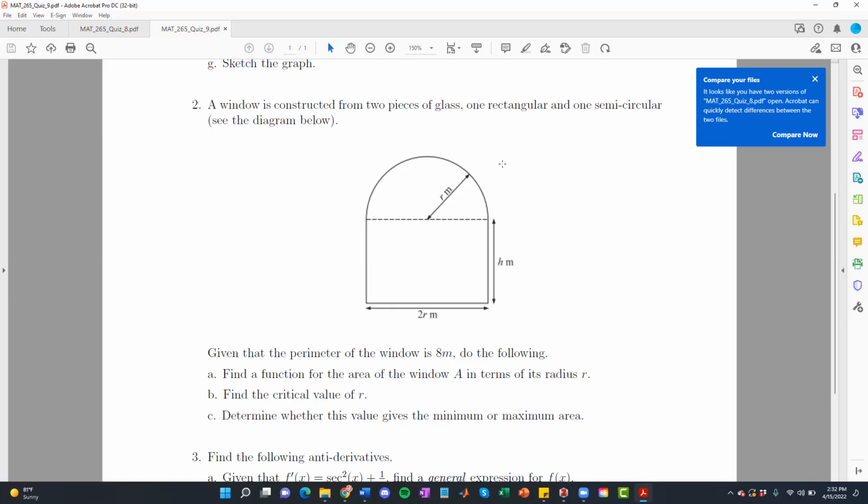So how do you want to start? Or how did you start previously? You need a function for perimeter, right? So we need a function for perimeter. And what do we need that for? To get one of the variables in terms of another.